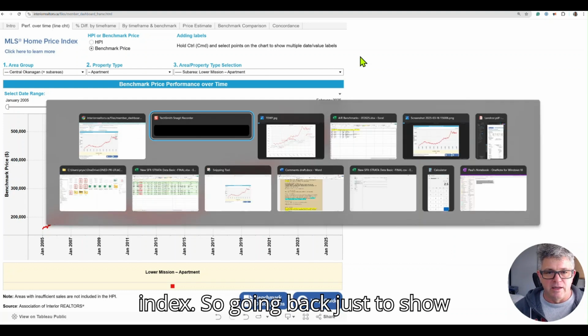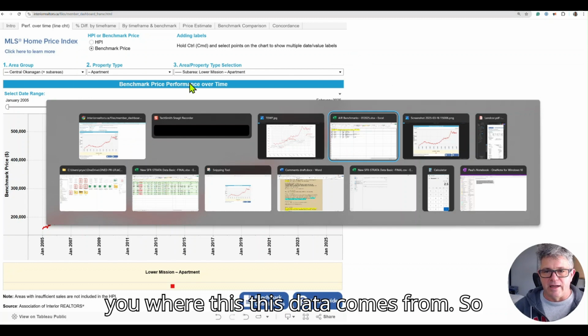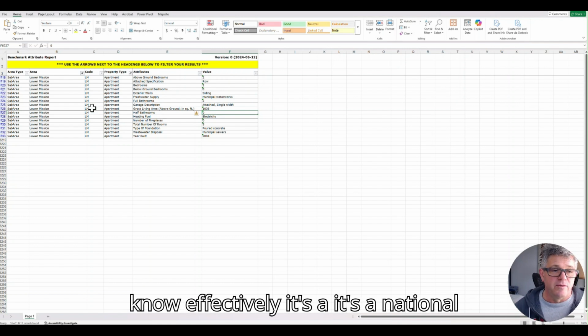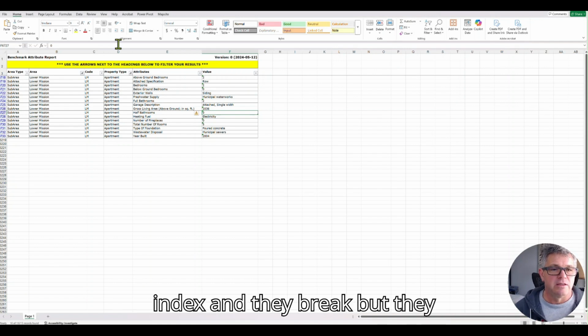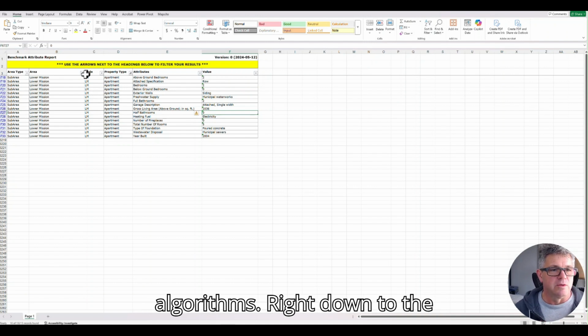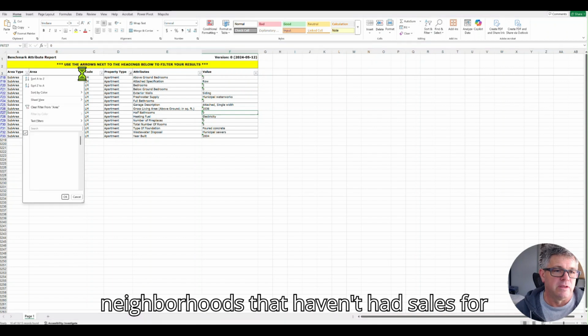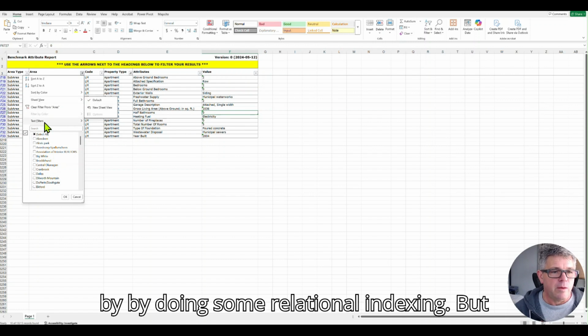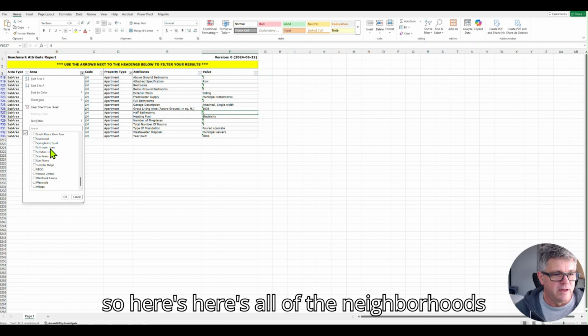So going back just to show you where this data comes from. They use a large model. Effectively it's a national index, and they break it down through modeling algorithms right down to the neighborhoods, and they'll get it down to neighborhoods that haven't had sales for months on end, and they still will produce pricing, by doing some relational indexing. But here's all of the neighborhoods.